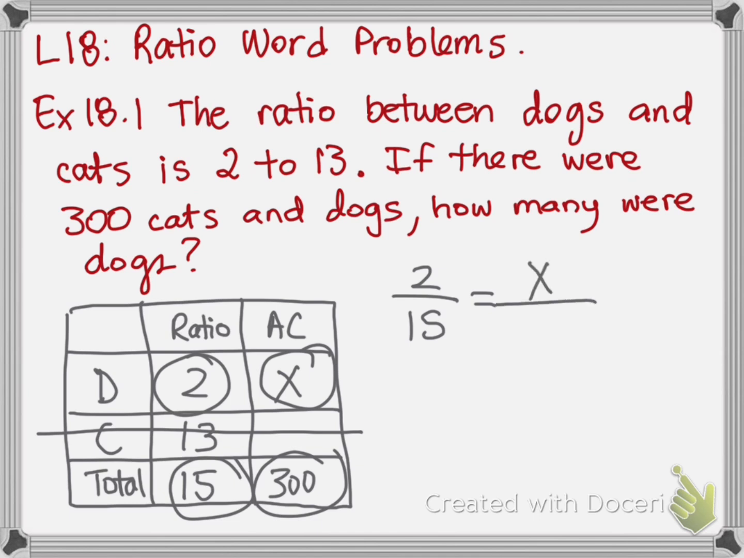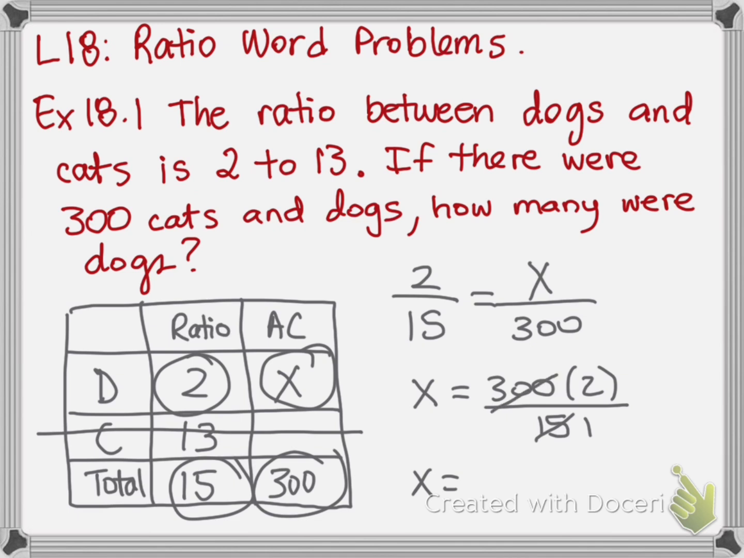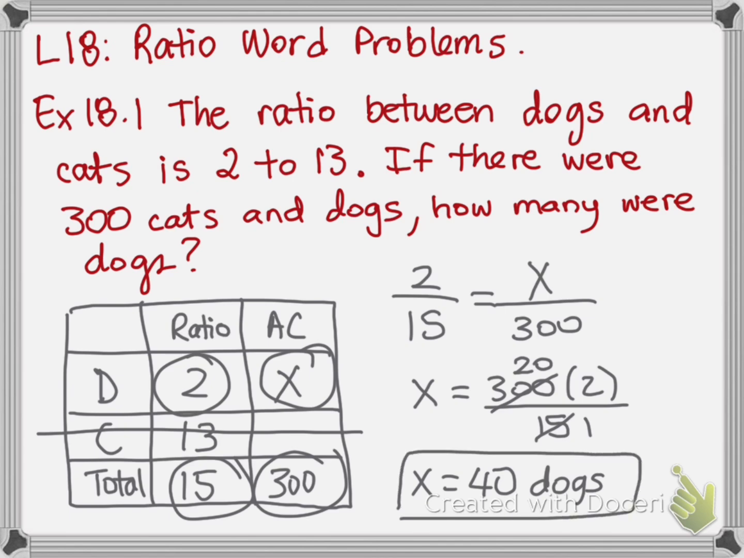Notice how easy it is. We just have to create a proportion with the information given. And then remember that to find the X, we just have to cross multiply. So we'll multiply the 300 times the 2 and then divide by the 15, all in one step. And then to solve that, we just divide. 15 divided by 15 is 1, and 300 divided by 15 is 20. Finally, we multiply 20 times 2, and that is 40. So there were 40 dogs when there were a total of 300 cats and dogs.